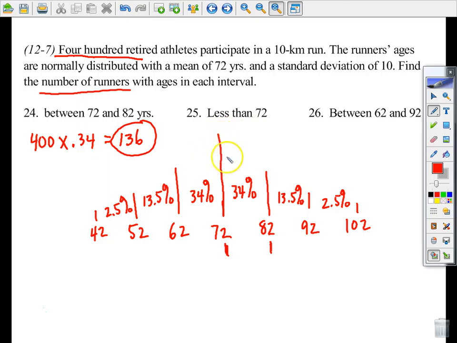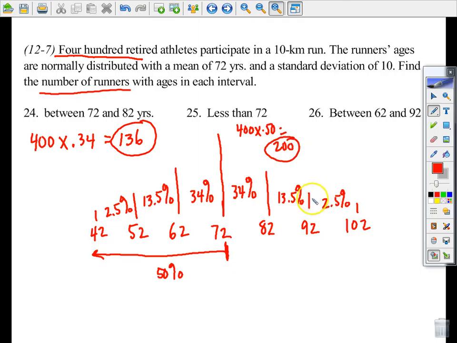Okay, what about runners that are less than 72? Well, now we're talking about 50% of the runners, because from 72 to the left, that would involve all three of these percentages added together, which should be 50%. So obviously 400 times 50% is 200. So that's my answer for number 25.